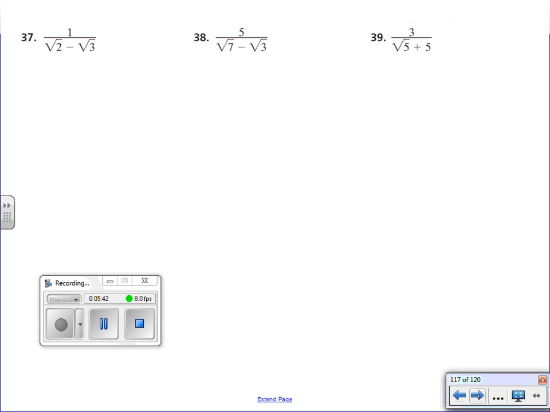Okay, here are 3 questions where we have to multiply by its conjugate. So I'm going to multiply this one. I'm going to multiply by root 2, add root 3.